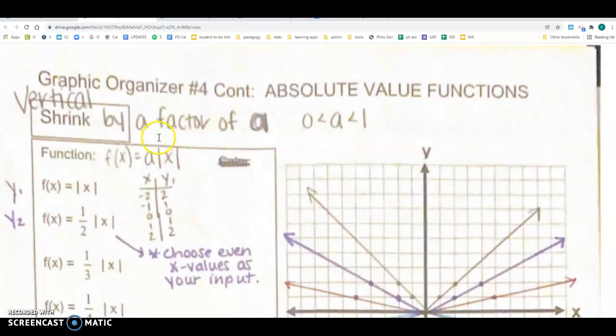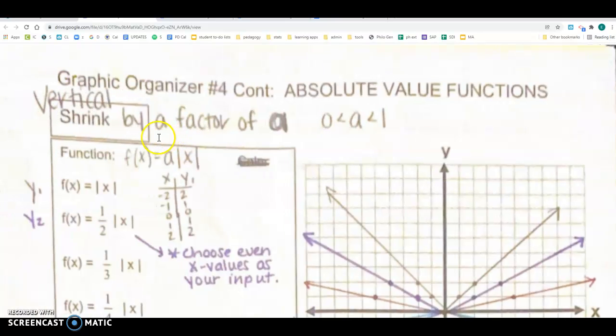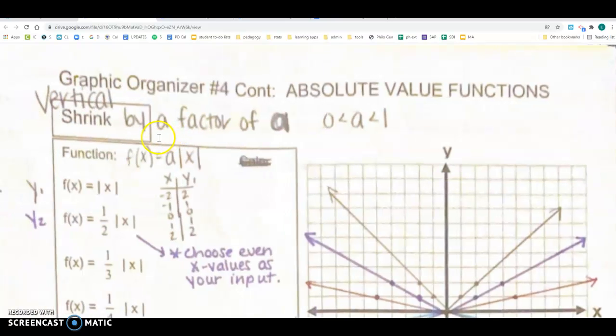This one, you're now going to write vertical shrink by a factor of a. We might see the word compression. I think that there's some sort of disagreement amongst mathematicians. Sometimes we see the word compression or shrink. This is why I like to think of it as a compression, because you're like pushing down vertically on the V shape, and you're ending up with like a crushed V shape, sort of wider, because your slope is not as extreme.